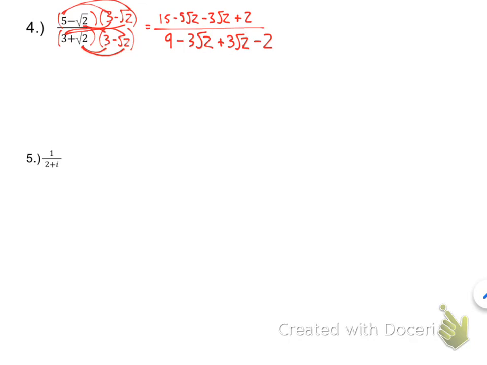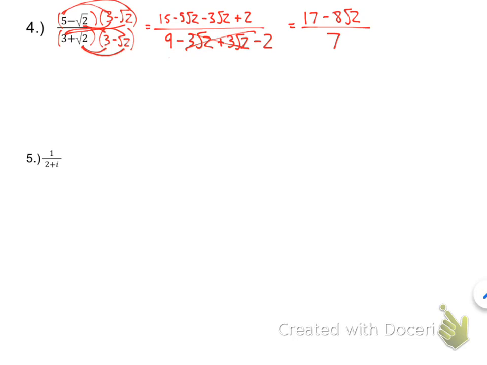The top, 15 plus 2. What's 15 plus 2? 17. Negative 5 of the square root of 2's and minus 3 of them is a minus 8 square root 2. All over. The middles cancel. I hope you guys see that you got a negative 3 of them and a positive 3 of them. They cancel. They simplify to 0. And what's 9 minus 2? 7. Done.